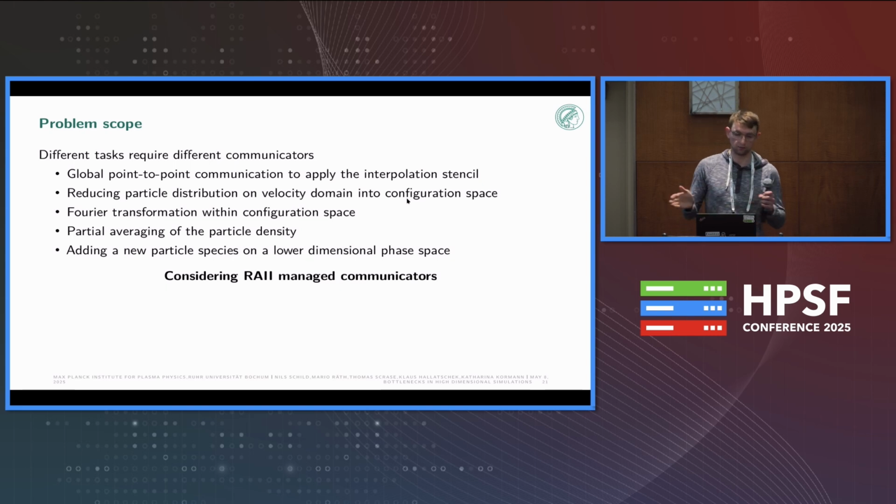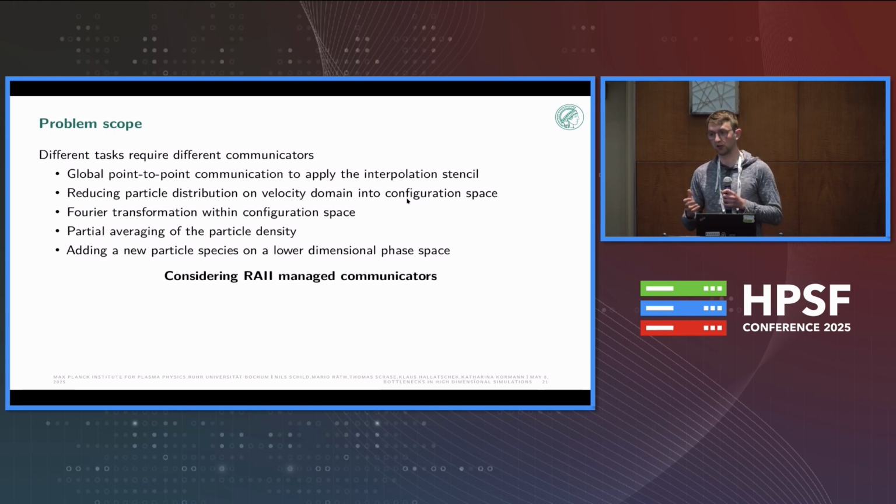We need the full communicator for point-to-point communication. We need the particle reduction, which only reduces on the velocity domain, so it does not communicate between X domains. Then we have the Fourier transform, which is only on the X domain. Then we have the partial average. We have another algorithm which only partially averages the density, so that would require that 2 X dimensions may not communicate, while every other dimension is reduced.